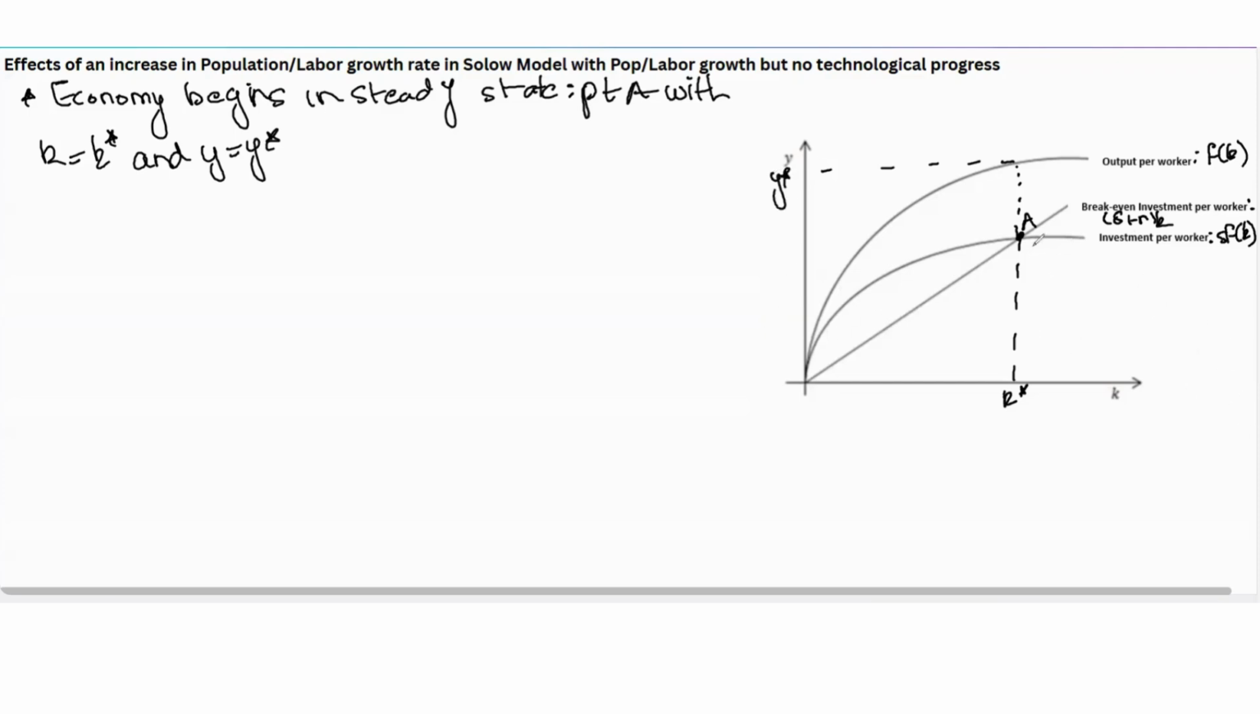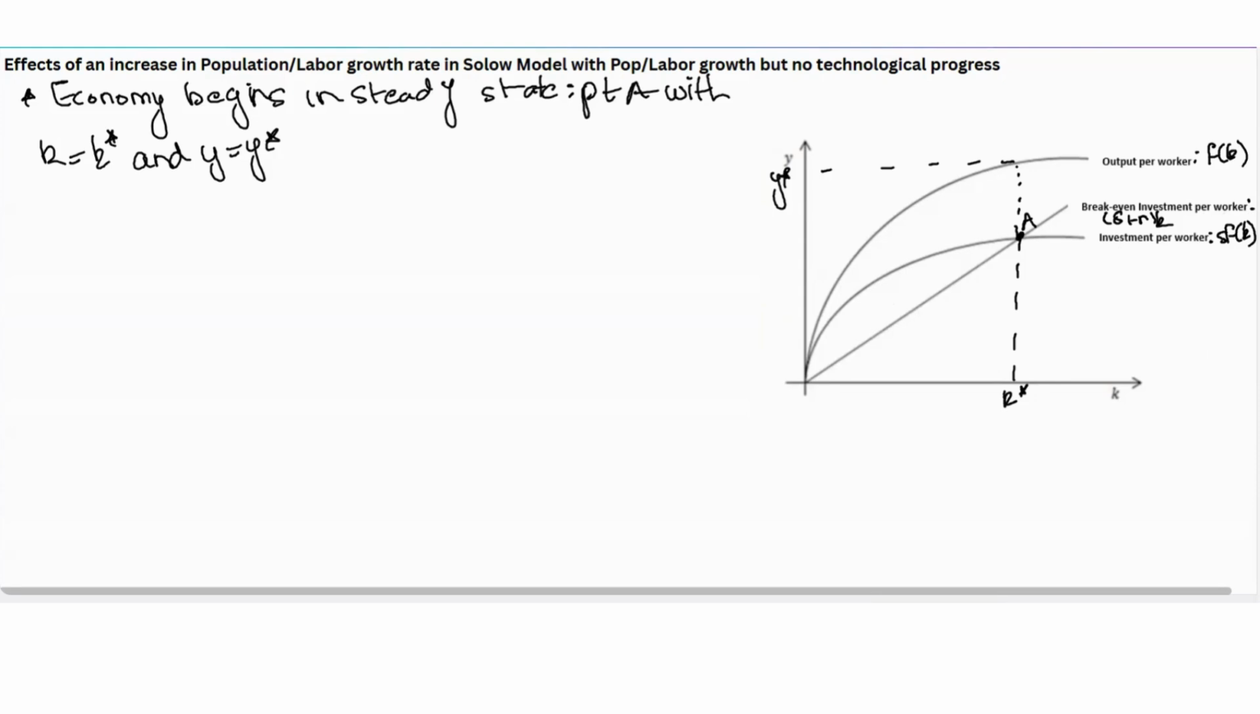So we have this initial steady state A at the point of intersection of the break-even investment per worker line and the investment per worker curve, which gives us a steady state value of capital per worker. And through our per worker production function, or this output per worker curve, we can find the steady state value of output per worker.